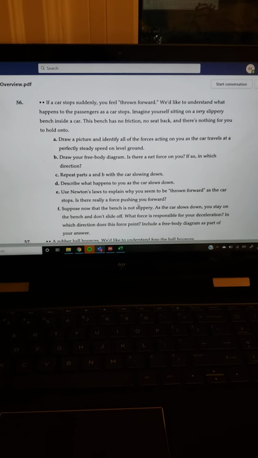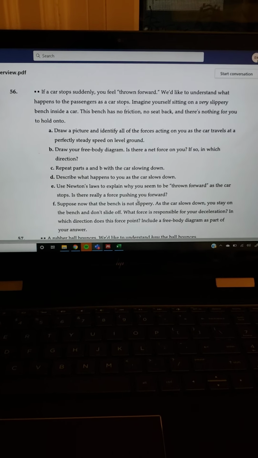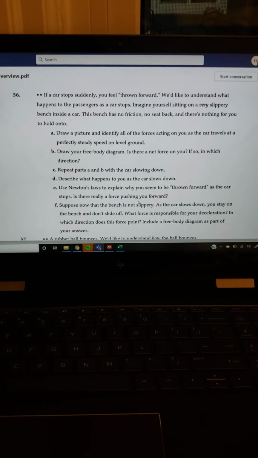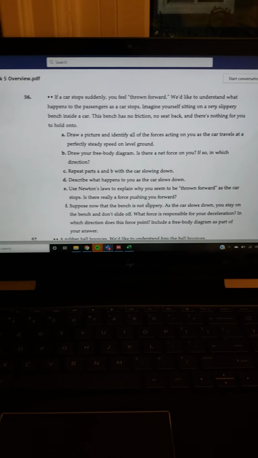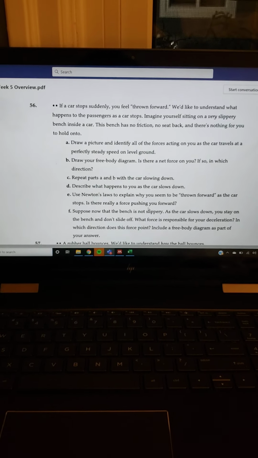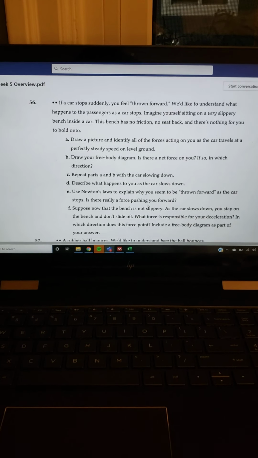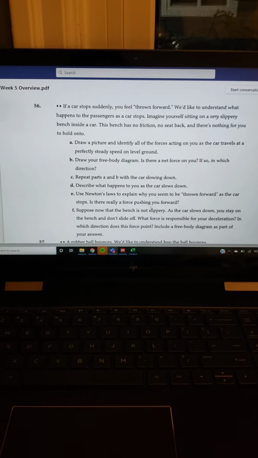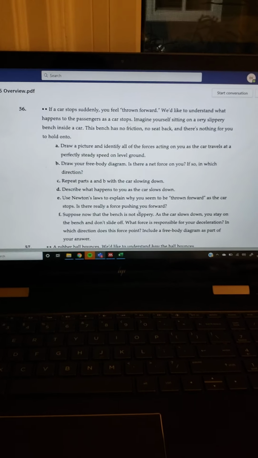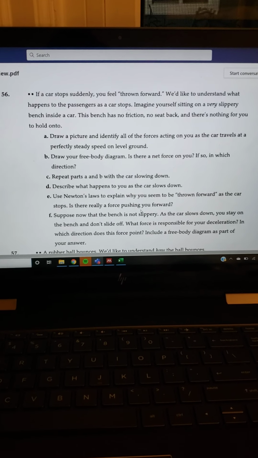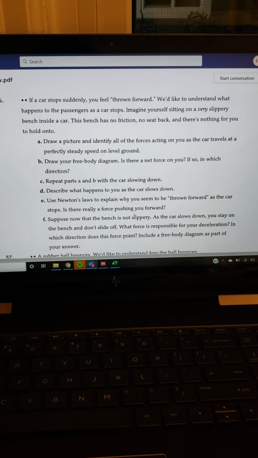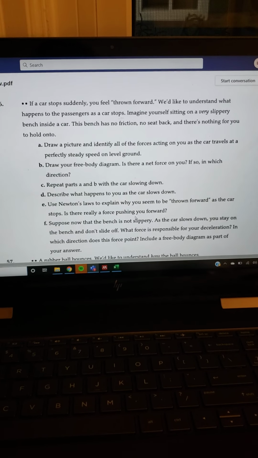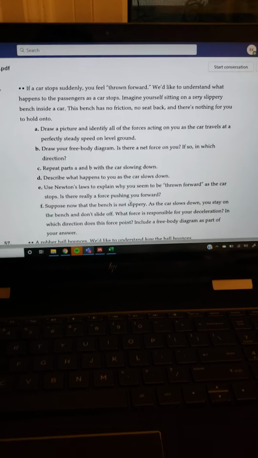So, the goal of this problem is going to be to determine what forces, if any, are acting on a person in a car when the car changes from a constant velocity to accelerating or decelerating. So for part A, they just want us to draw a picture and identify all the forces acting on you as the car travels at a perfectly steady speed on level ground.